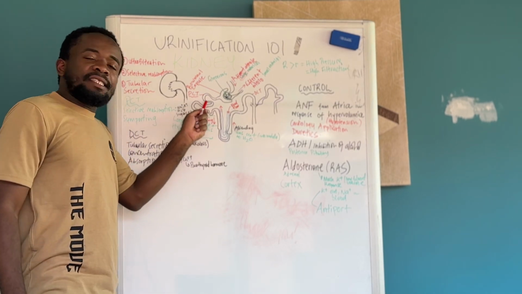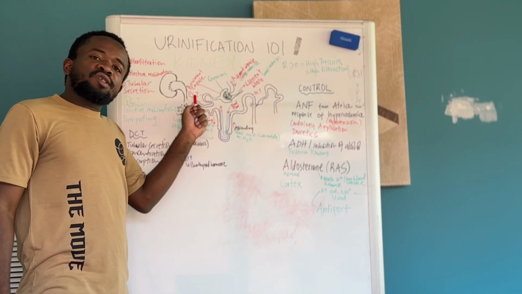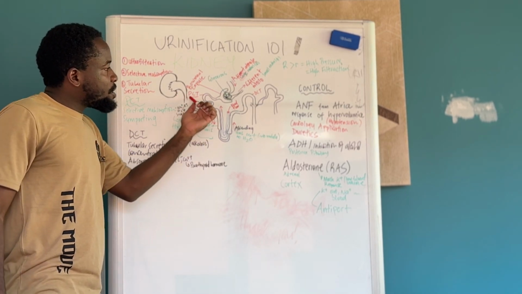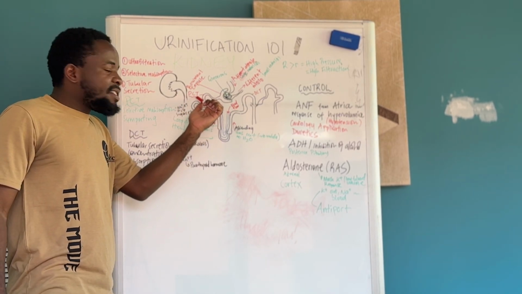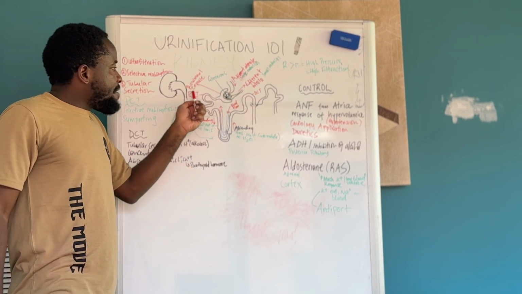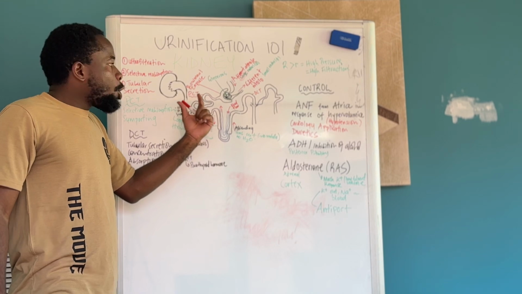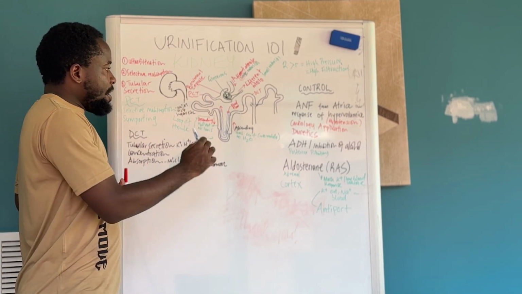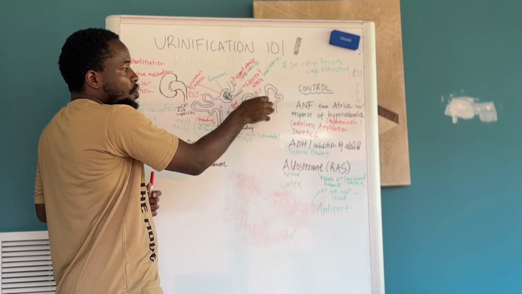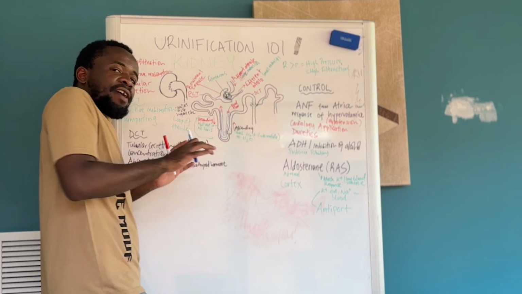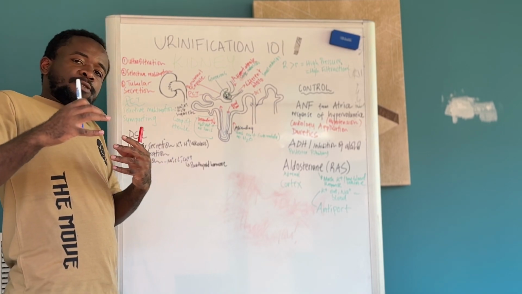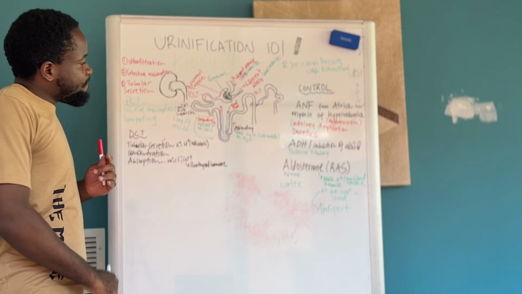This PCT is called the proximal convoluted tubule, because it is in close proximity with the glomerulus. Hence it's called the PCT, proximal convoluted tubule. Then here we have the DCT, the distal convoluted tubule. It is far away from the what? From the glomerulus. So it is at the distal end.